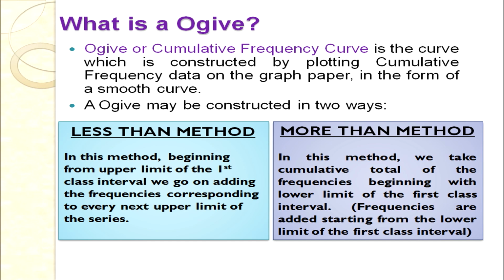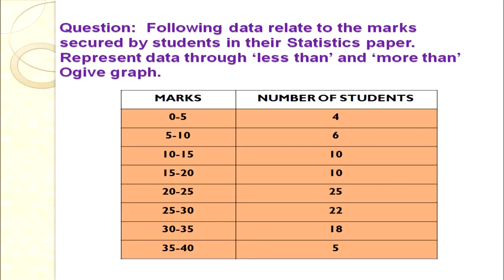For the more than method, we take the cumulative total of the frequencies beginning with the lower limit of the first class interval. Frequencies are added starting from the lower limit of the first class interval. So in case of more than, we use lower limits. Here the marks and the number of students have been given. So we are going to convert this exclusive series into a less than cumulative series and a more than cumulative series. Let us see how we have done.